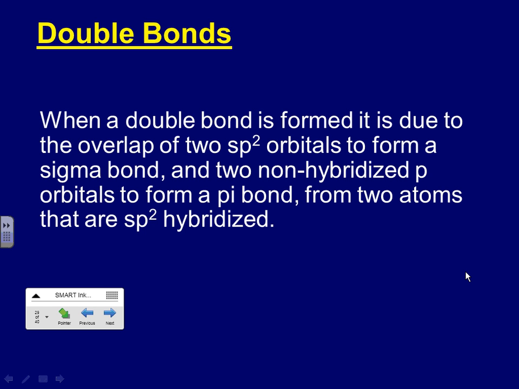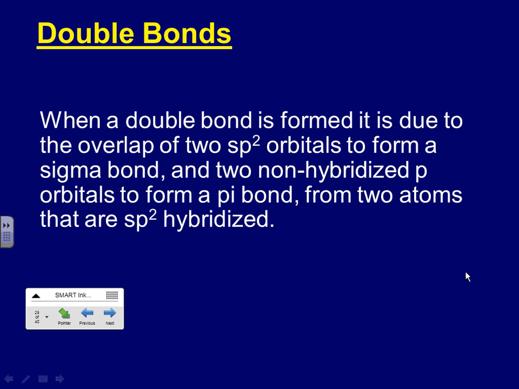Another important feature of a sigma bond that I mentioned yesterday is that you can rotate molecules around that sigma bond. What I want to talk about now is what happens when we have a double bond formed. When a double bond is formed, it is due to the overlap of two sp2 orbitals to form a sigma bond. So we can still have overlap of those hybridized orbitals with a p or with an s as long as it's end-to-end. And in a double bond, that same thing happens.